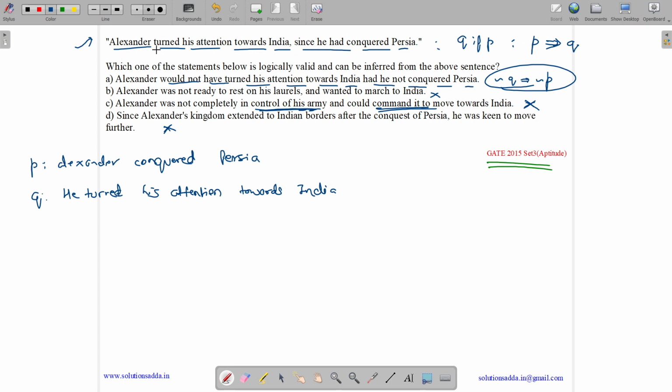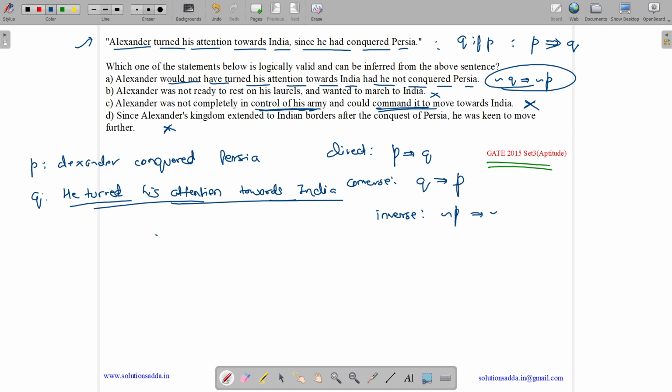See, here it is given Alexander turned his attention towards India since he has conquered Persia, which means after conquering Persia, he turned his attention towards India. P implies Q. So if P implies Q is true, then negation of Q implies negation of P is also true, which means he would have not turned his attention towards India. See, this is the direct statement. Now there is the converse statement. Converse says Q implies P. Now we have the inverse. Inverse says negation of P implies negation of Q.